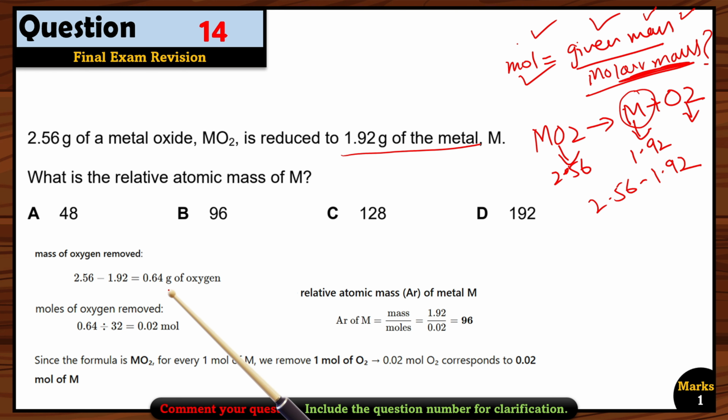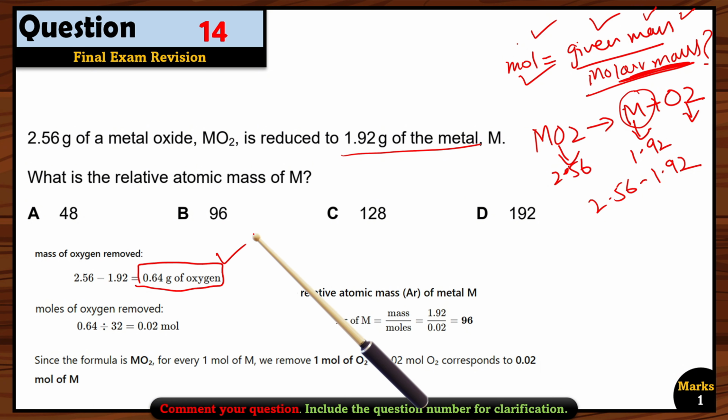So what will be the mass of oxygen? That is 0.64 gram. Now once you know the mass of oxygen, you can easily calculate the number of moles. Just reshuffle this one. 0.64 divided by 32, you will get 0.02 moles of the oxygen. We already know the molar mass is 32, so you will get 0.02 moles.